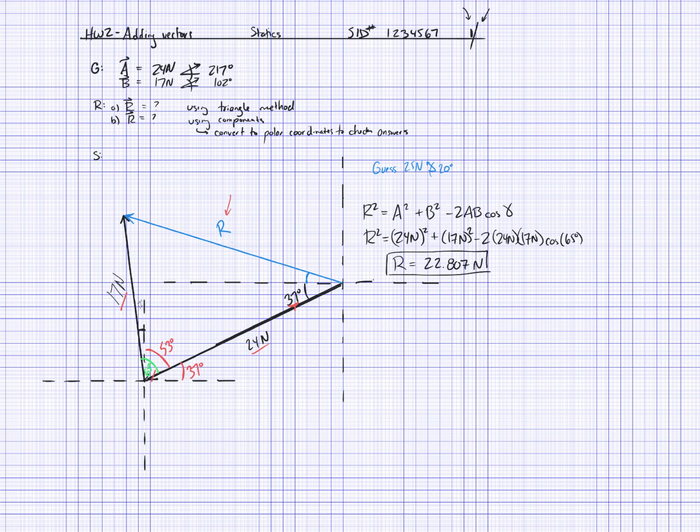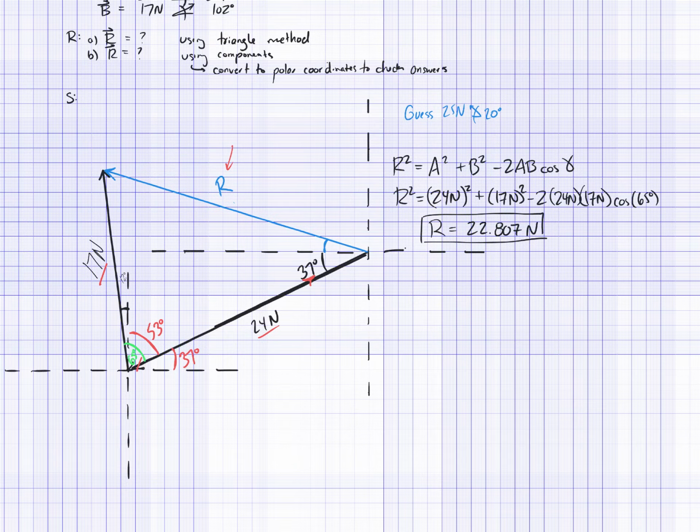So now that I know R equals 22.807 newtons, I've got all 3 sides. I've got one interior angle, which is this 65 degrees over here. So from that, I can use the law of sines to get anything. Once you have the 3 sides and one angle, you can get all the other angles using the law of sines. We have to work with sides that are opposite each other. So this one and the 65 are across from each other.